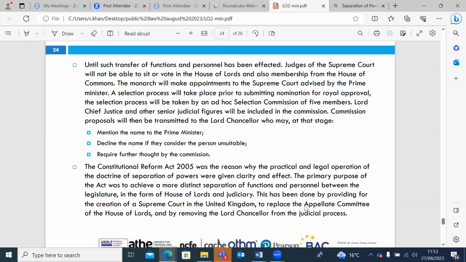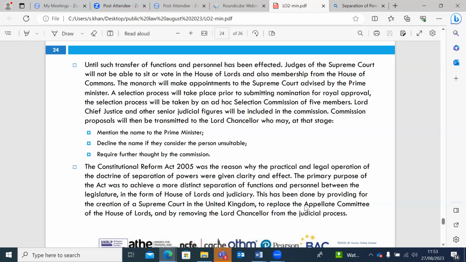The monarch will make appointments to the Supreme Court advised by the Prime Minister. The selection process will take place prior to submitting nomination for royal approval. The selection process will be taken by an ad hoc selection commission of 5 members. The Lord Chief Justice and the senior judicial figures will be included in the commission. Commission proposals will then be transmitted to the Lord Chancellor, who may at that stage mention the name of the Prime Minister, decline the name if they consider the person unsuitable, and require further thought by the Commission.